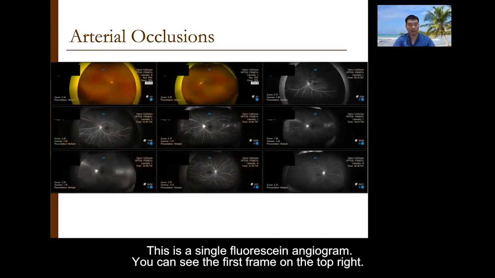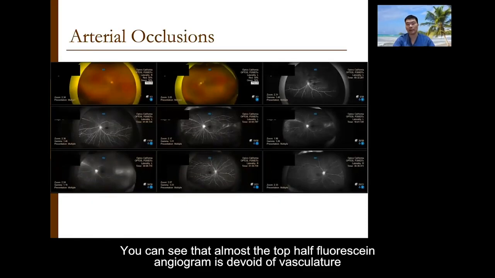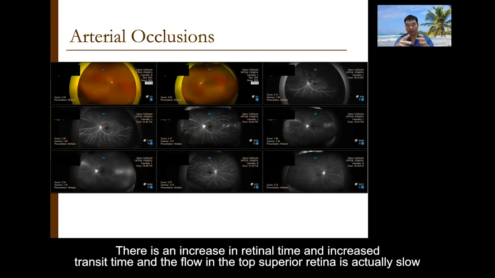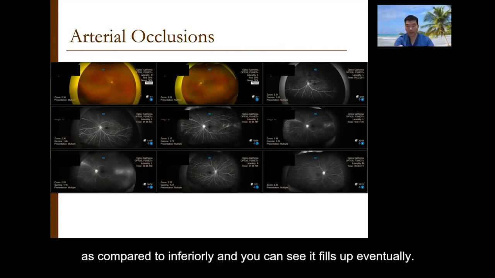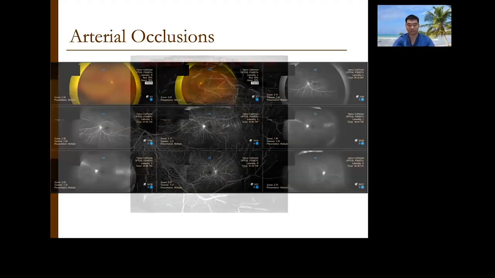This is a serial fluorescein angiogram. You can see the first frame on the top right. You can see that almost the entire top half of the fluorescein angiogram is devoid of vasculature. You can see there is an increased arm retinal time, or increased transit time. I can see that the flow in the top superior retina is actually slowed as compared to inferiorly, and you can see it fills up eventually.